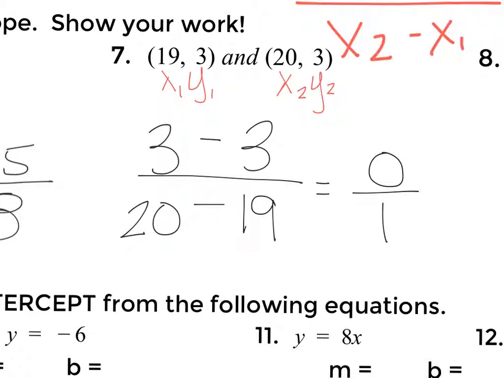This should be like ringing all sorts of bells in your head. This means that your slope is 0. If your slope is 0, what kind of line do you have? It is horizontal.